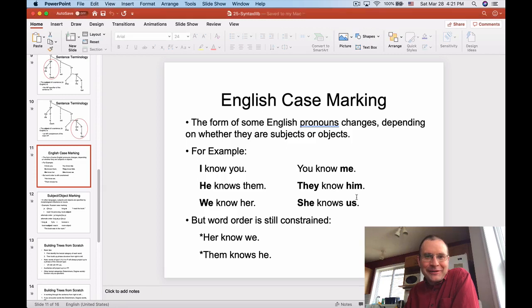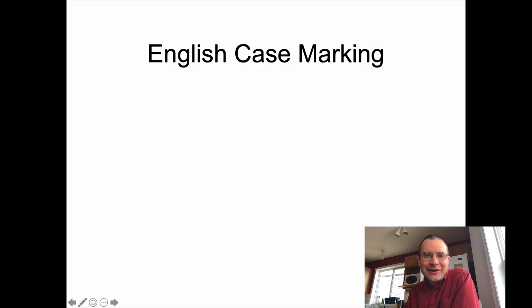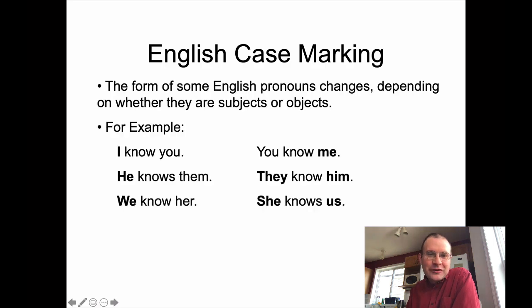All right, pardon the interruption, but we're back on English case marking. So we had walked through the first person pronouns, I and me, at least in subjective and objective case. For the third person pronouns, English always marks gender, so he, she, or it. And then we also mark case, so he is the third person masculine pronoun for singular individuals. In the subjective case, he knows them.